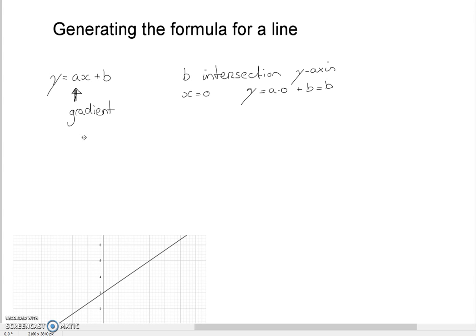So what a does, if I up x by 1, then y goes up by a, because you multiply it with 1 more. So how do we use this to generate the formula for a line? We're going to see that via 3 examples.